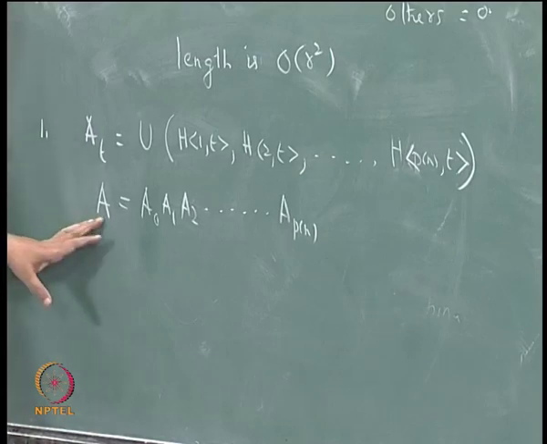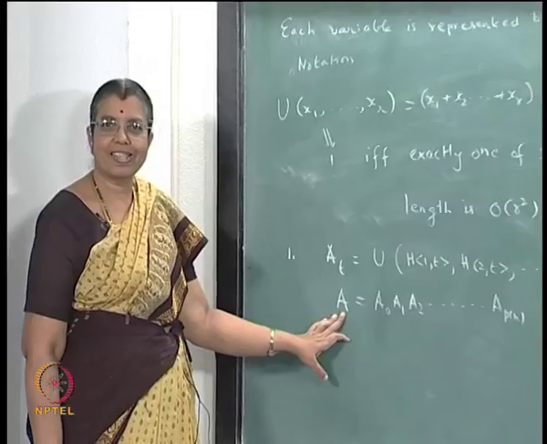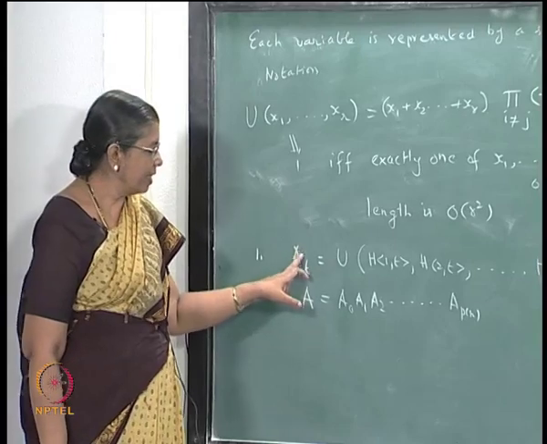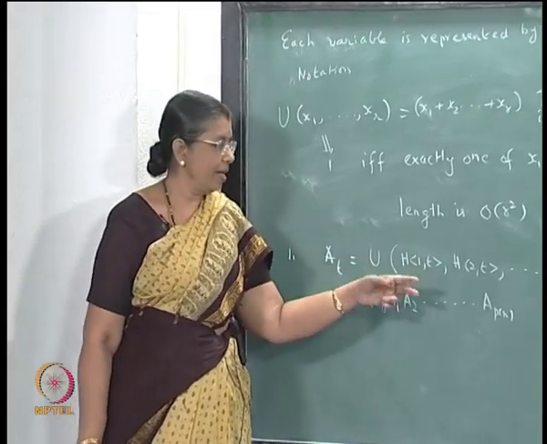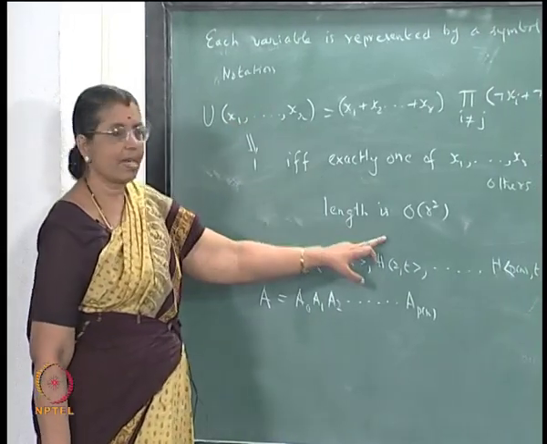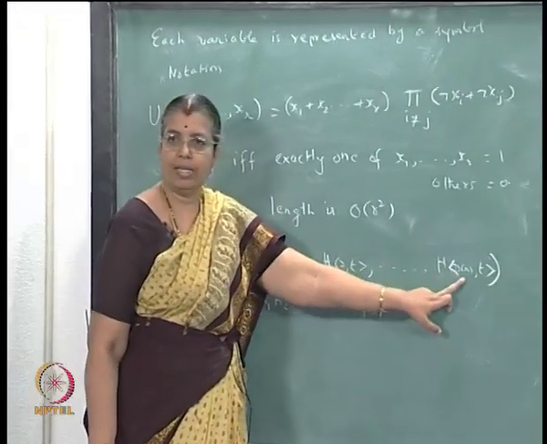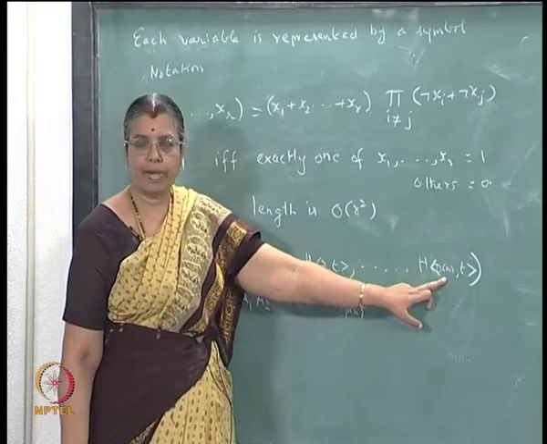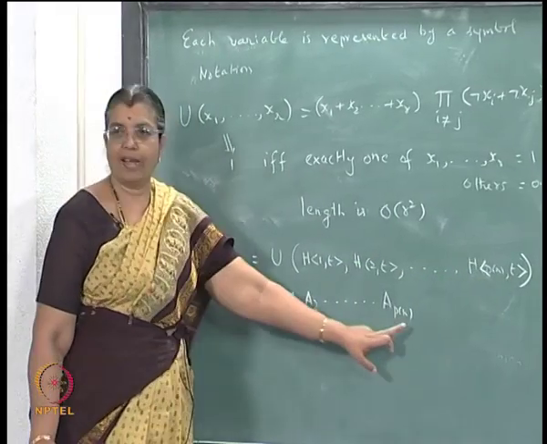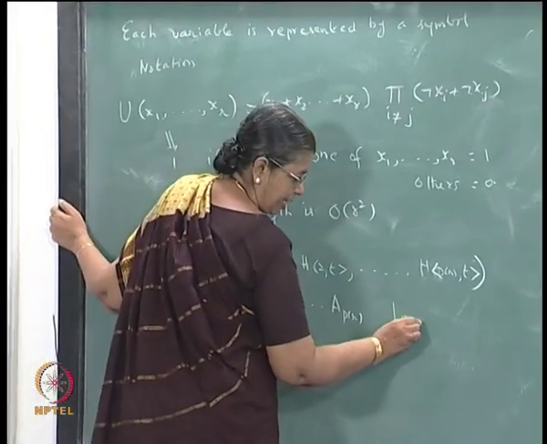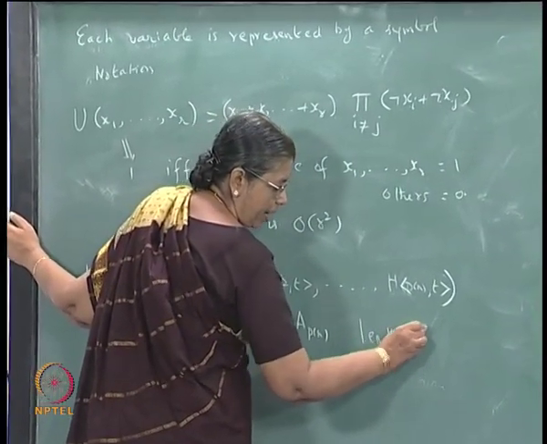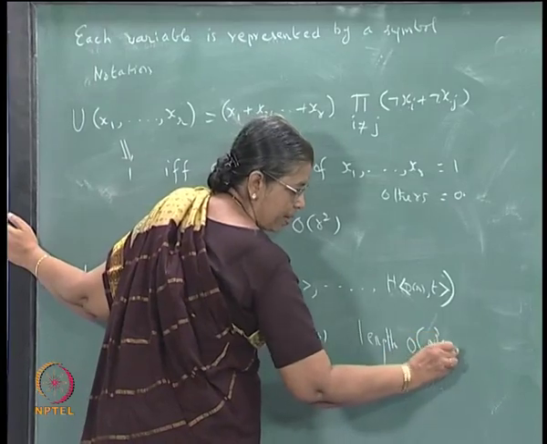Now, what can you say about the length of A? Each A_t is of order p squared n. Here if it is r, it is r squared, here it is Pn. So, it is order p squared n and you have Pn of them. So, the length of such an expression will be order p cubed.